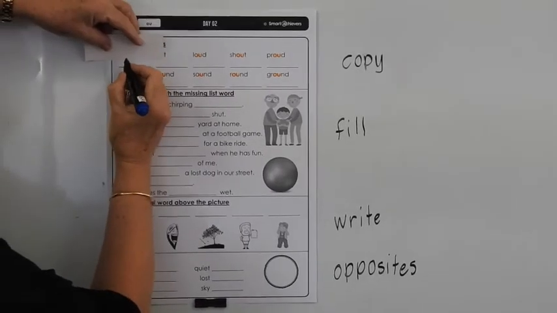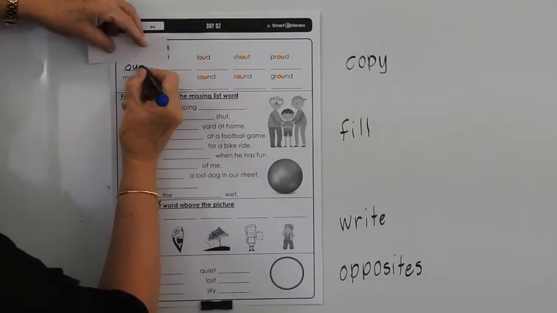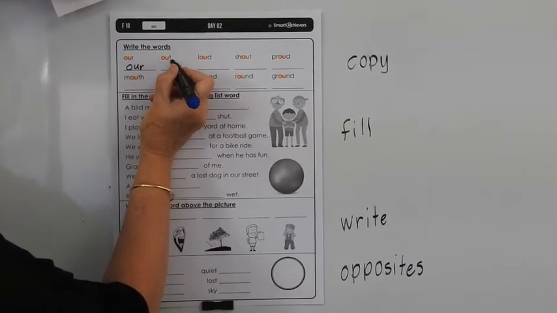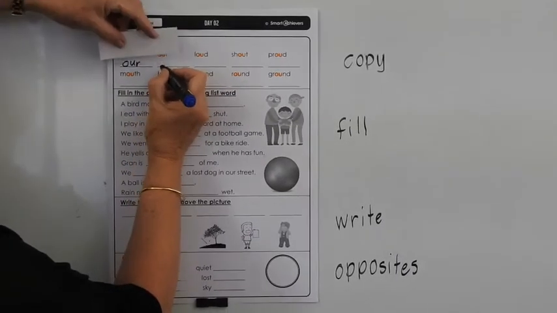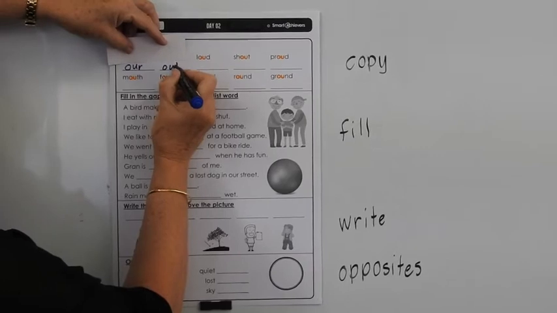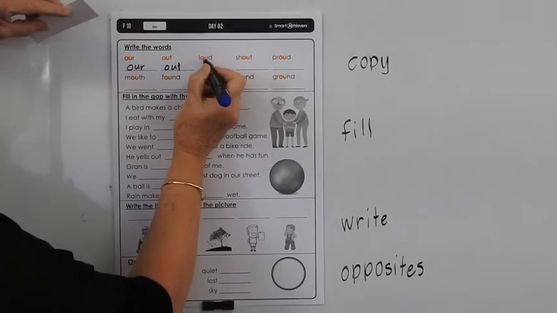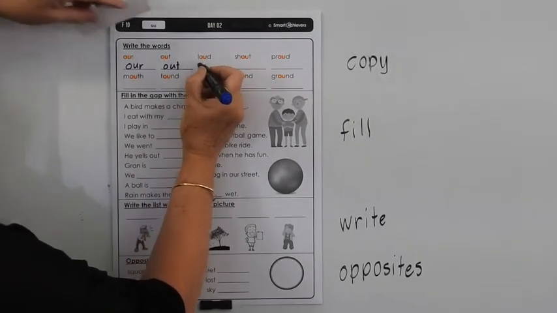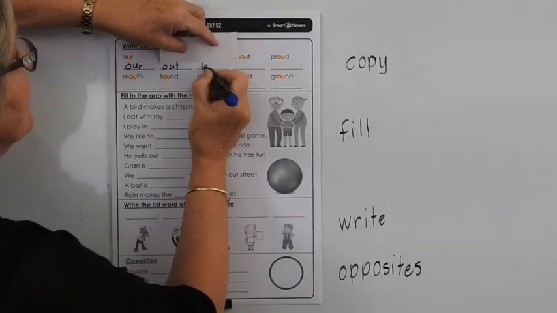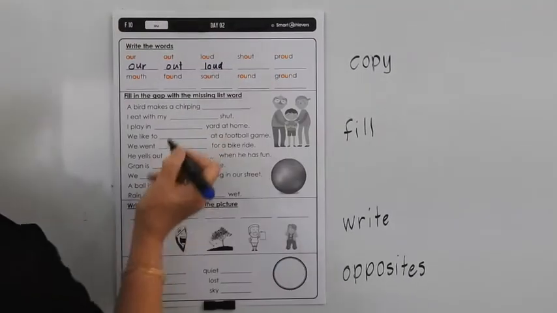O-U-R, cover it and write it. Out, O-U-T, cover it and write it. Loud, L-O-U-D, cover it and write it. You can finish those ones on your own.